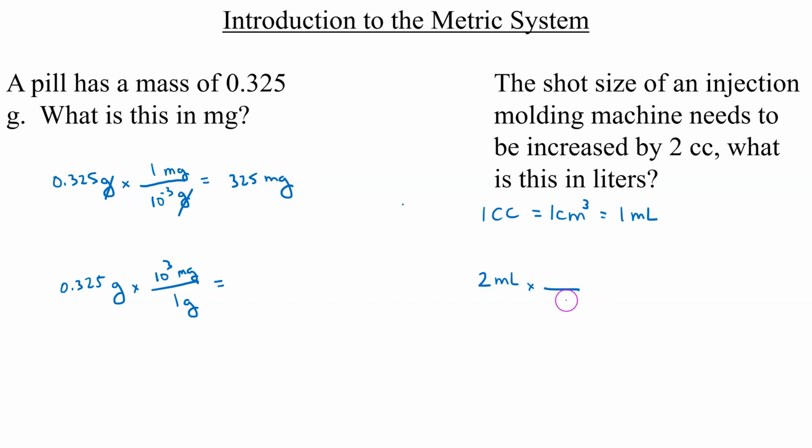And we want to know, what is this in liters? There are 1,000 milliliters in a liter, or 10 to the third. So I'm going to go like that. 2 divided by 1,000, I get 0.002.